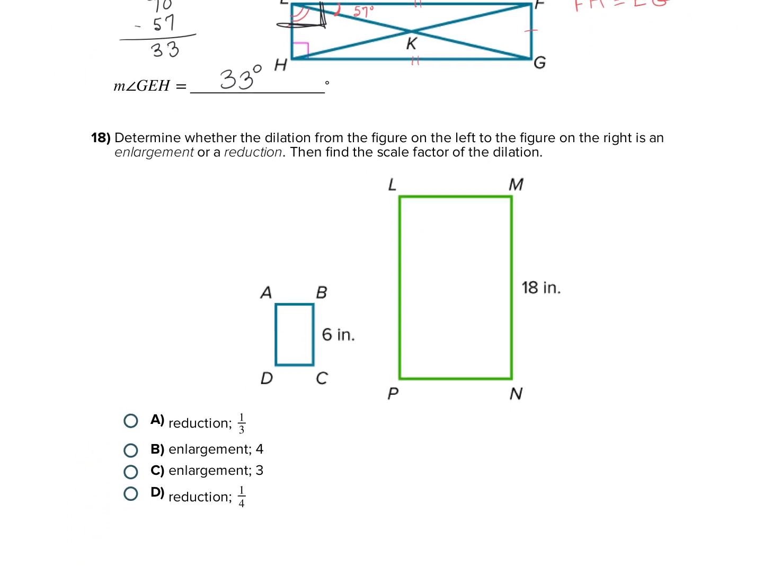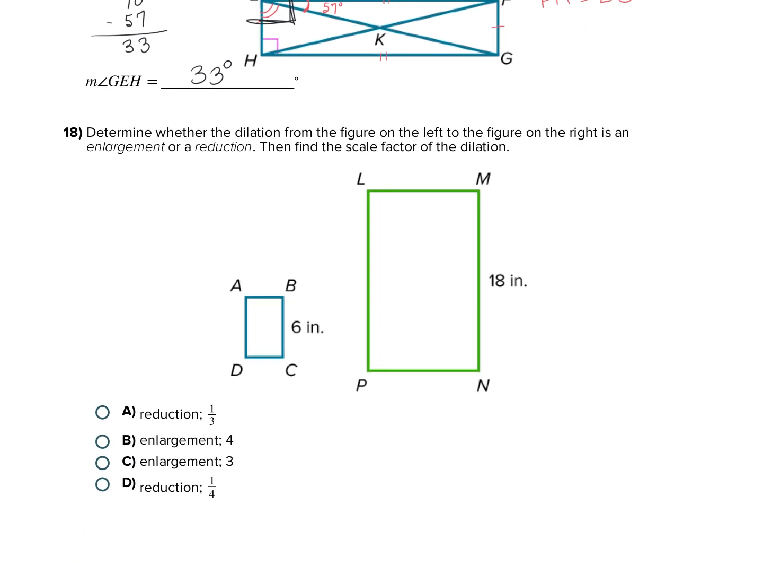Okay. Next, we're looking at dilations. Okay. And this is a precursor to our unit on similar figures. So we want to determine whether the dilation from the figure on the left to the figure on the right. So we're going from small to large. So we're going from ABCD to LMNP. So it's getting bigger, so obviously it's an enlargement.